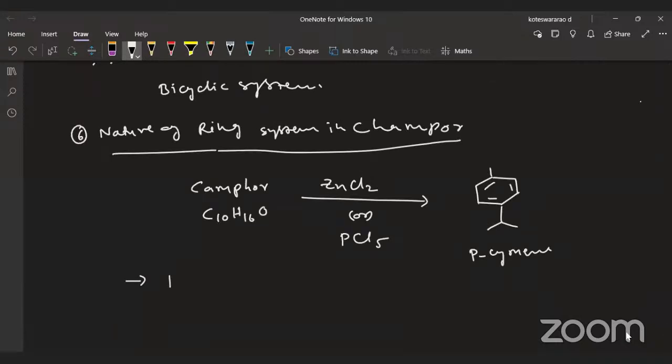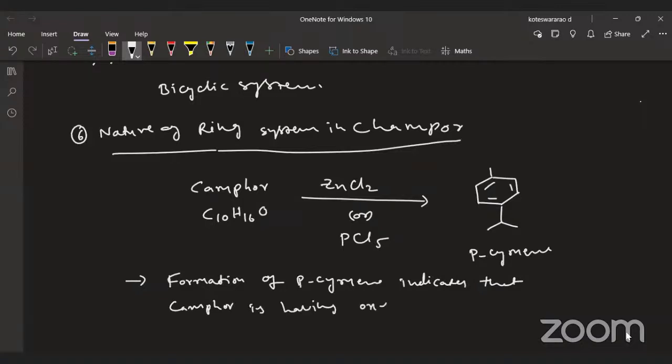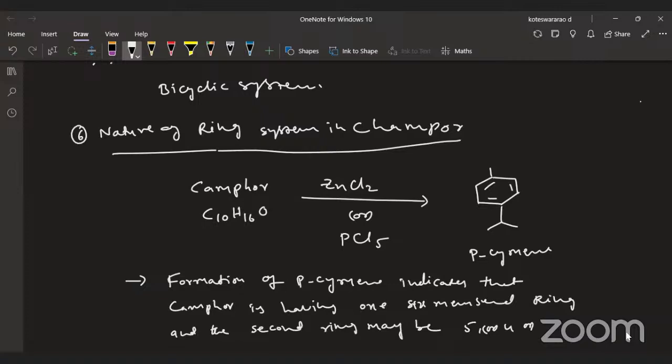Formation of paracymene indicates that camphor is having one 6-membered ring, and the second ring may be 5-membered or 4-membered or 3-membered ring. It will be identified later, right?